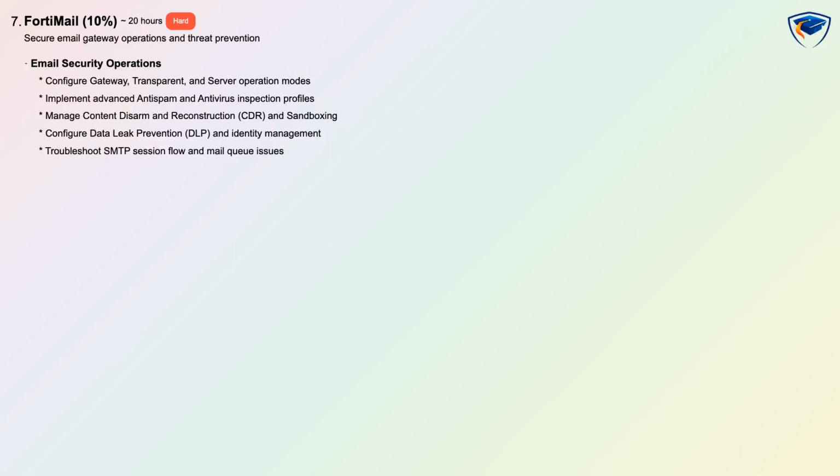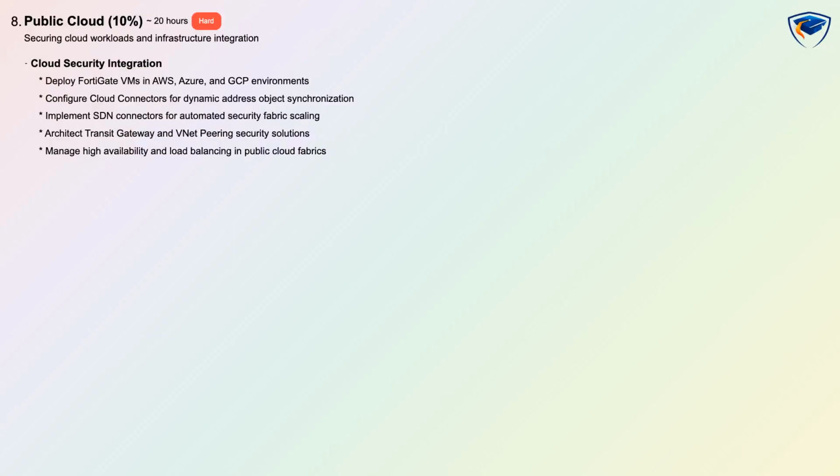Public Cloud is 10%, hard difficulty, with about 20 hours of study and conceptual plus scenario-based assessment. This domain teaches securing cloud workloads and integrating Fortinet solutions in AWS, Azure and GCP. You will deploy FortiGate VMs in public clouds, configure cloud connectors for dynamic address synchronization, and implement SDN connectors to scale the security fabric. You will also design secure transit gateway and VNet peering architectures and manage high availability and load balancing in cloud fabrics.